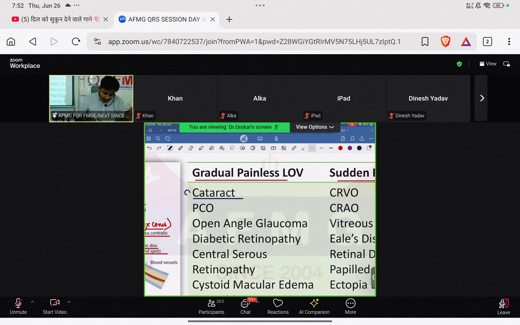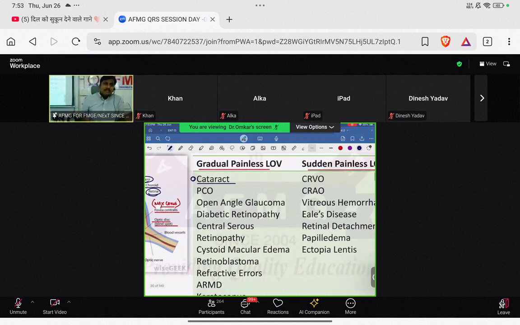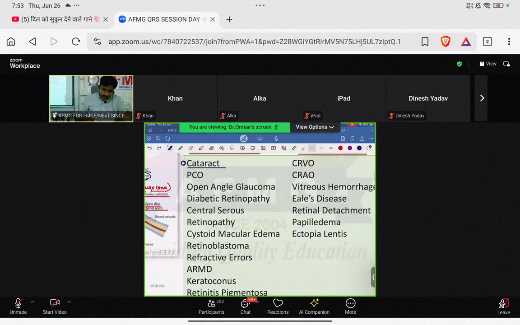So please remember beta, in a patient of cataract, the patient comes to you with gradual, meaning for a very long time, painless loss of vision. Next, it can be seen in a complication of cataract surgery called as, so we know beta, a complication of cataract surgery is known as PCO, posterior capsular opacification, also known as secondary cataract or after cataract. That also comes to you with the same complaint of gradual painless loss of vision.